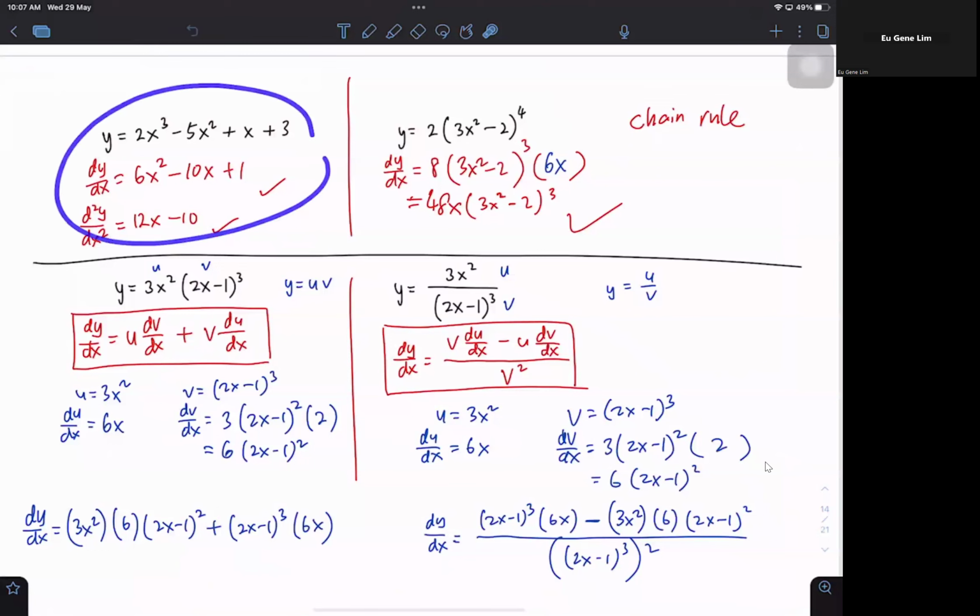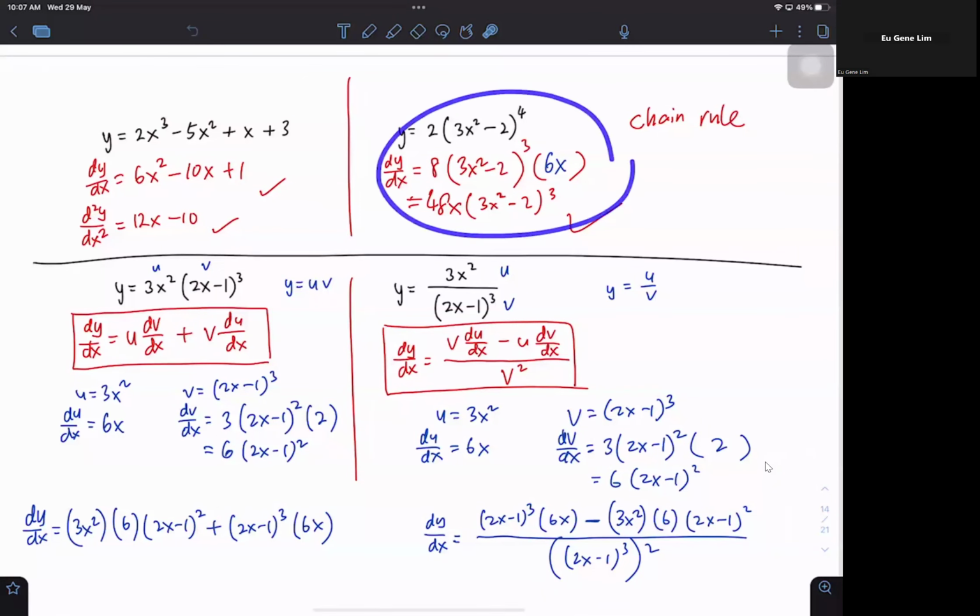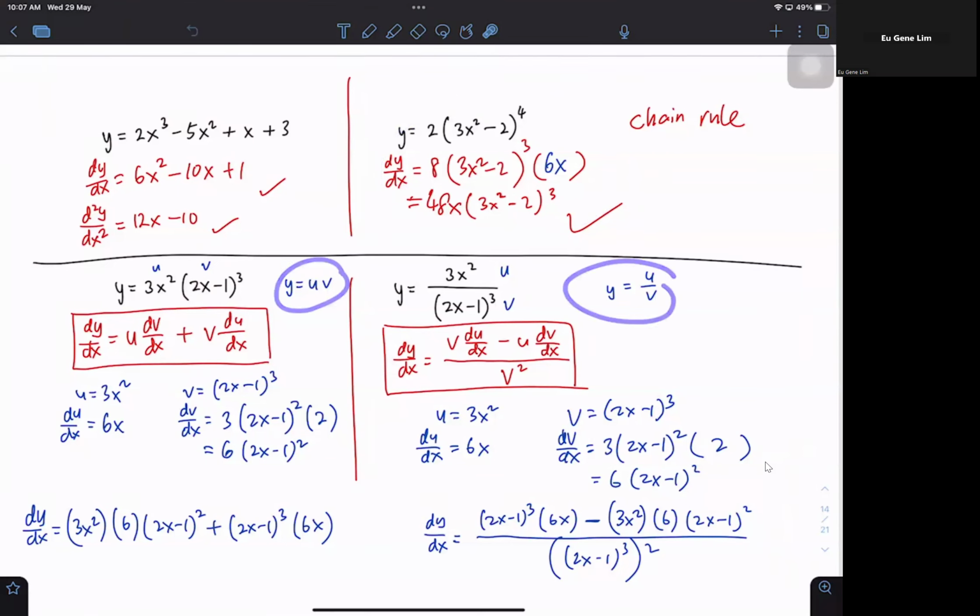First is the basic way, then next is the chain rule. Then next you have UV and also U over V. Chain rule, UV, U over V. Everyone knows how to differentiate.